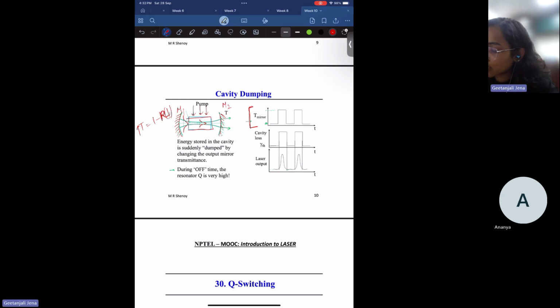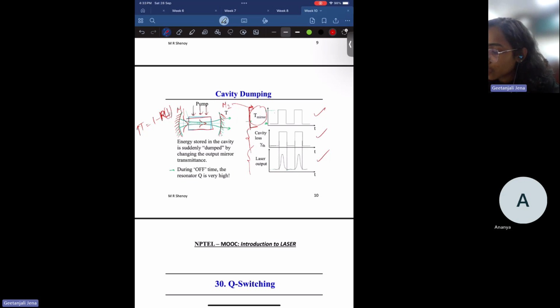So let us see the plots. These are the three plots. One is showing how the transmittance through the mirror M2 is changing, that is, how the reflectance is changing. Then we have the cavity loss in this system where we vary the reflectivity of the mirror. And the third one is the laser output.